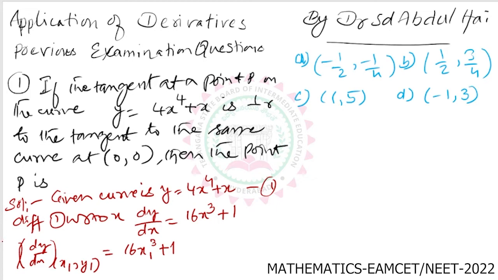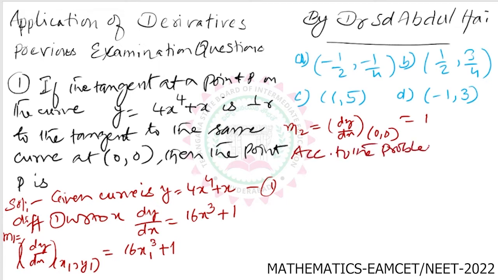Now, again, I am finding the slope of the same curve at the point origin. Therefore, this is nothing but my m1, and m2 is equal to dy by dx at the point 0, comma 0. If I substitute 0, comma 0, x will become 0, so it is nothing but 1. So m2 is equal to 1. Now, according to the problem, both the tangents are perpendicular to each other. When they are perpendicular to each other, the product of their slopes is equal to minus 1. That is m1 m2 is equal to minus 1. Is it clear?